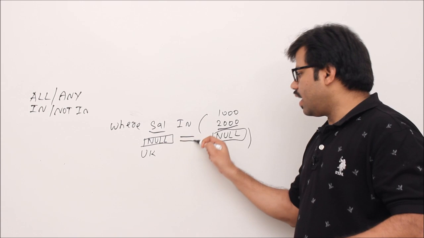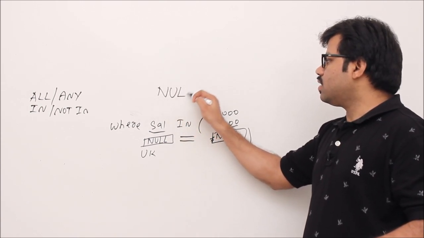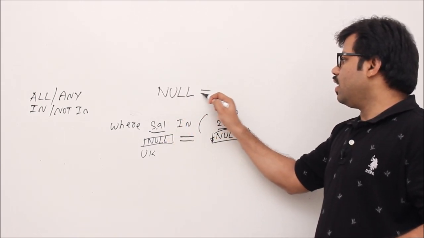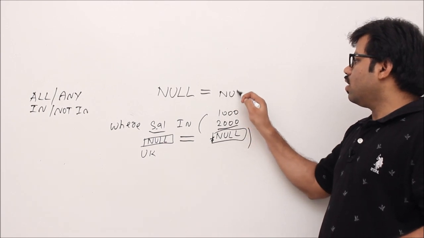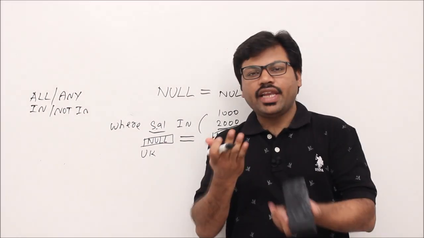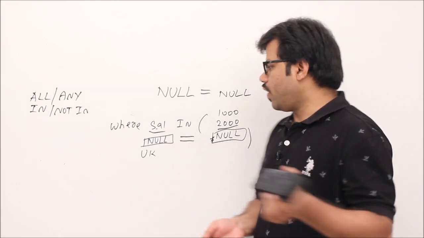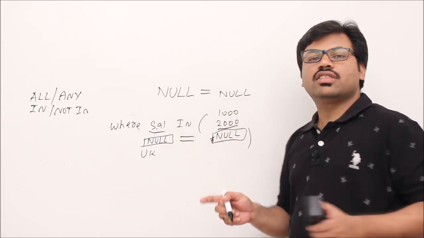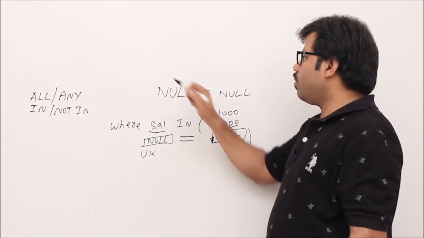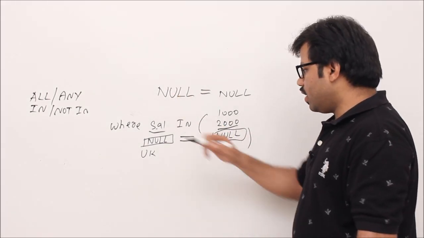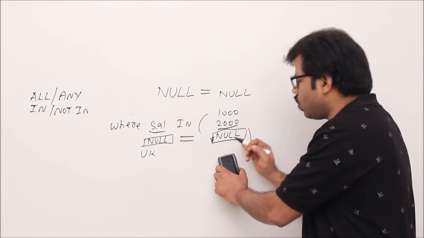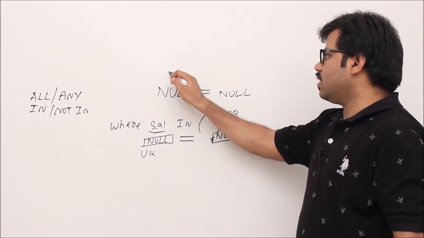So finally it's like asking this question: is this null, the salary null, equal to this null? I already told you, comparing two null values with equality will give you an unknown result. So null equal to null is unknown. The only thing to remember: if you really want to check whether there is a null value in this group or not, we should write it like this.